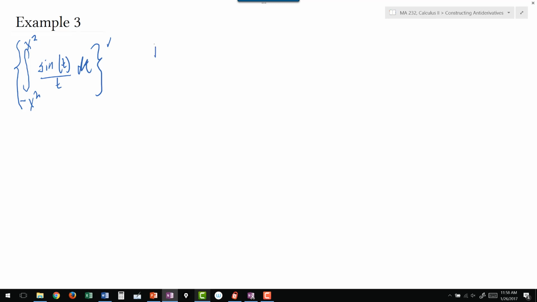Like before, I want to first note that the problem is based on the function psi of x, which goes from 0 to x of sine of t over t dt. So I do know the derivative of that function by the second fundamental theorem of calculus. That is sine x over x.